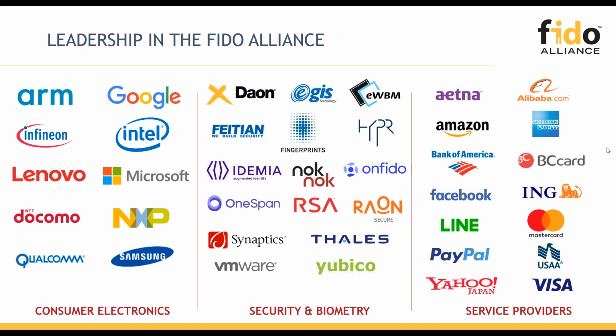And on the right-hand side, you find, most importantly, service providers. These are companies that are using FIDO and that are promoting FIDO. And you find there companies that represent the banking community, like Bank of America, like Visa, MasterCard, companies that are in social media, like Facebook or Line, in the healthcare sector, like Aetna, and so on. So quite a variety of representation, which really helps the FIDO standards to cover the needs of all these different markets.